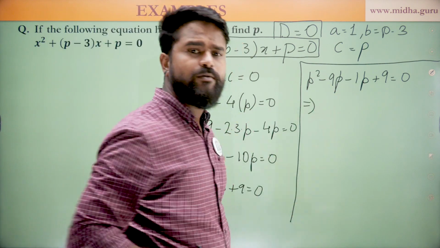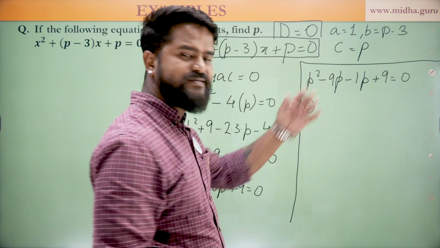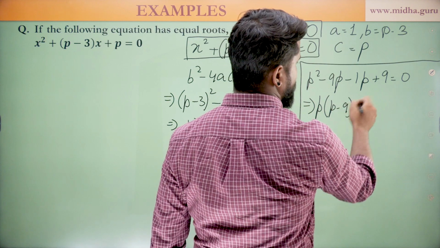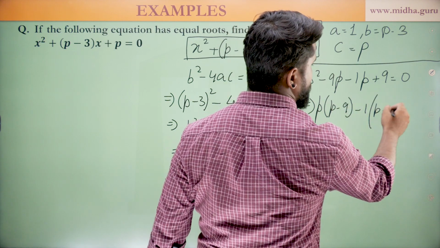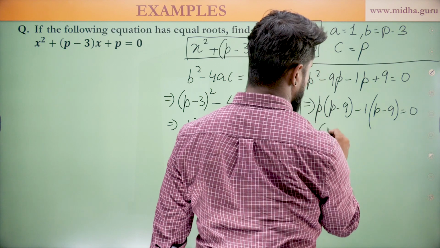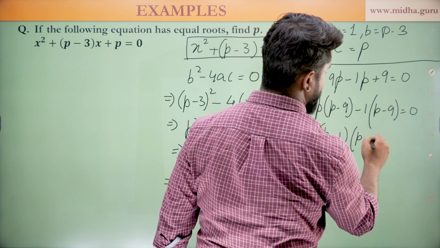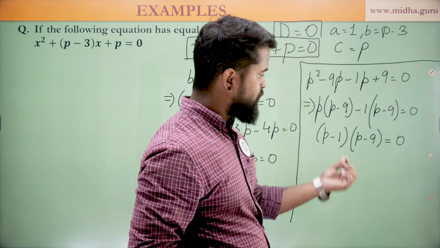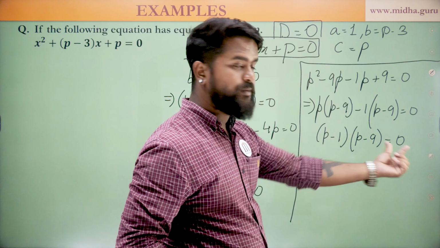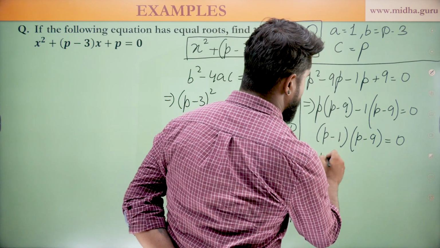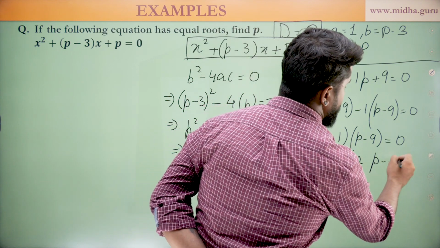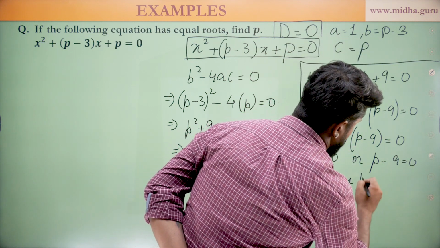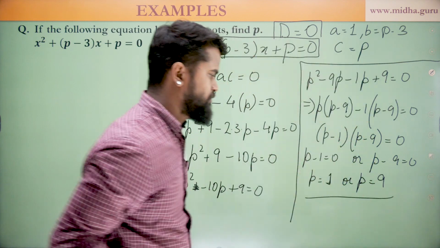We'll understand this method in a lot more depth, please don't worry about it. This is just to solve the question. So anyways, I take p common here, I get p minus 9, and here I take minus 1 common, I get p minus 9. So then I say p minus 1 and p minus 9 is equal to 0. Again, following the zero product rule, either p minus 1 is equal to 0 or p minus 9 is equal to 0. So p is equal to 1 or p is equal to 9.